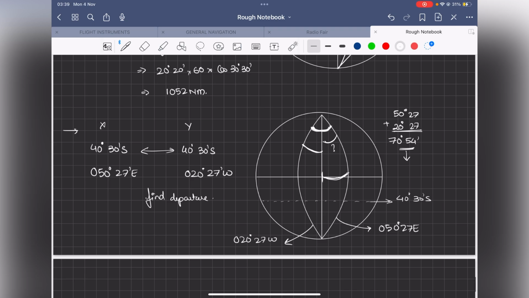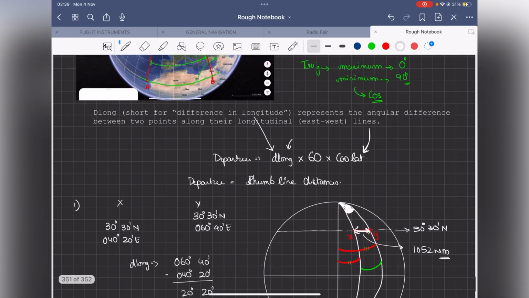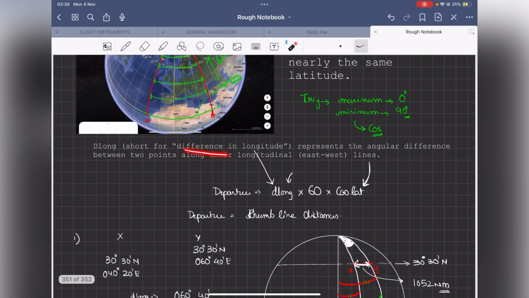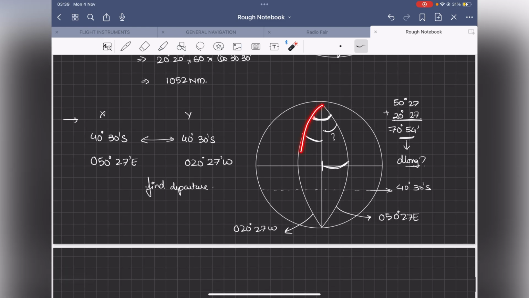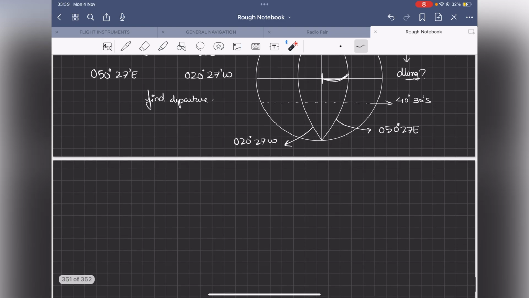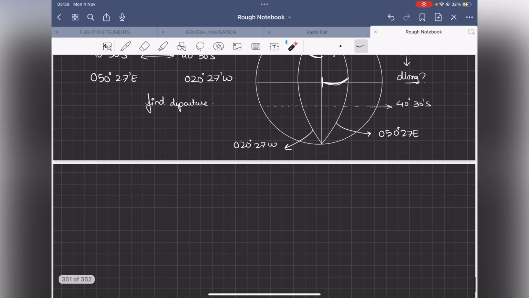So what did I get, this figure? This is called my D long. What was my D long? My D long is the difference in longitudes, represented as the angular difference between 2 points along their longitudinal east-west line. So along my longitudinal lines, when I measure the angle in the east-west direction, whatever the angular difference is between two longitudes is known as my D long. So I calculated my D long to be 70 degrees 54 minutes.